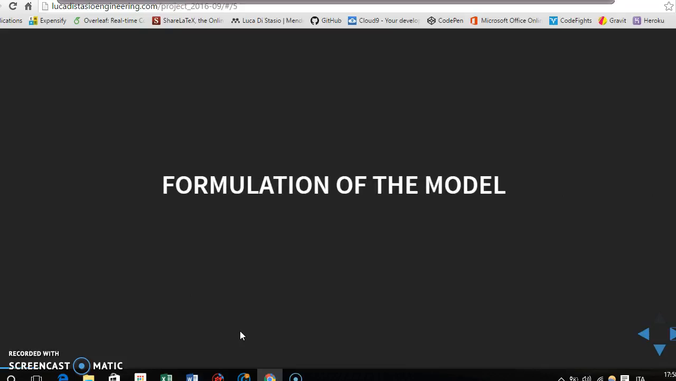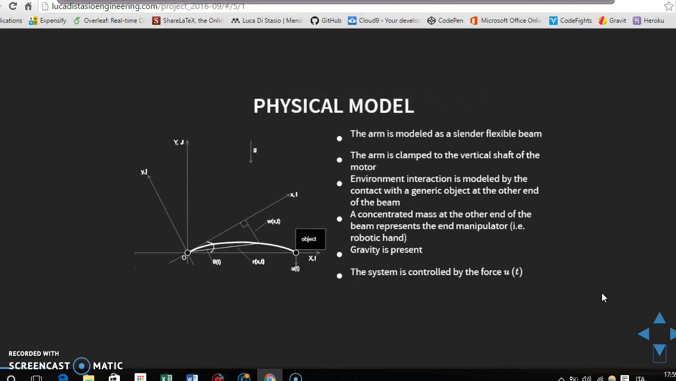So let's start with the first section, which is the formulation of the model. We model our arm as a slender flexible beam clamped to a vertical shaft in the origin O. The environmental interaction of the arm, so the presence of objects and the external room, is modeled by the presence of an object here on the right of our diagram, which interacts with our arm by simple contact.